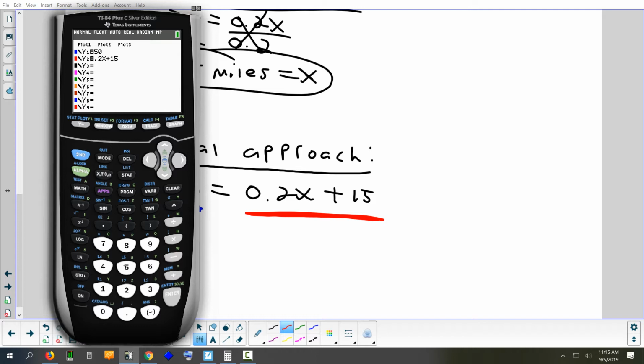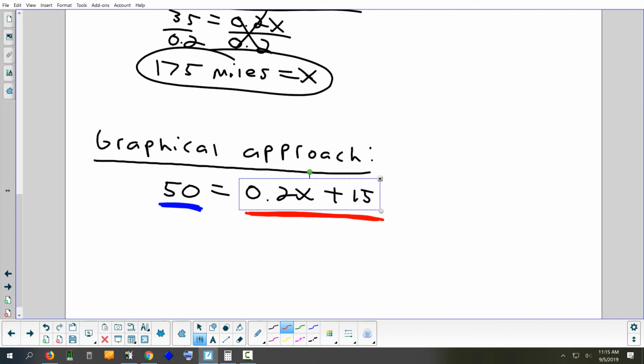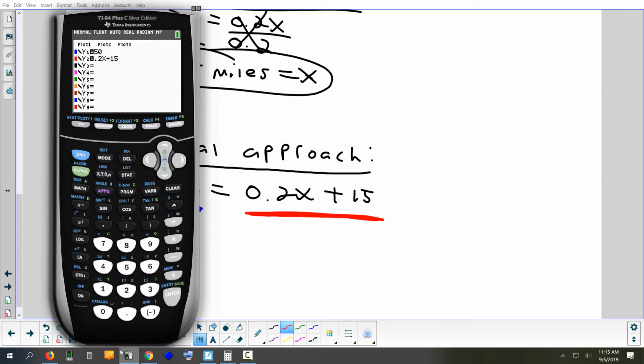Now, we know that this is a line with a slope of 0.2 and a y-intercept of 15. This is also the equation of a line. y equals 50 is a special case where it's horizontal. So I want to find where the blue picture and the red picture equal each other. Usually we use the word equals with numbers. What's a simpler way to say where they equal each other? Where they intersect. Yes.